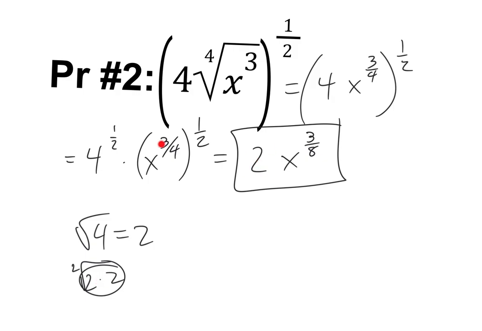So that's a 2. For here, I just do 3 times 1 to get 3, 4 times 2 to get 8, and boom, that's it.